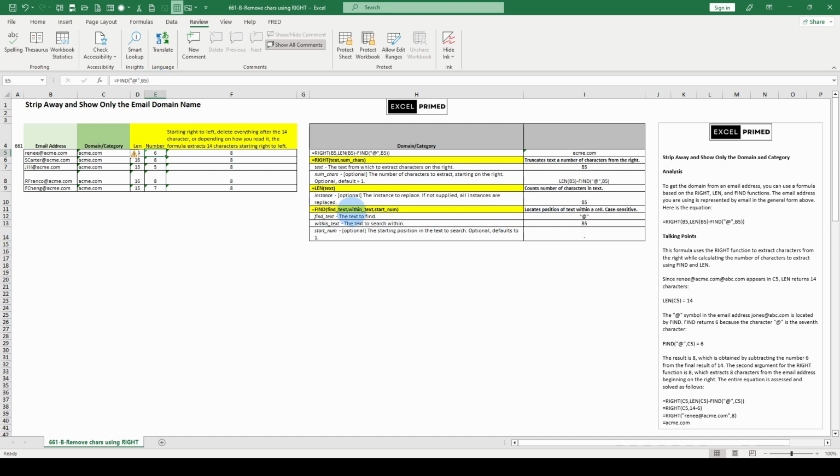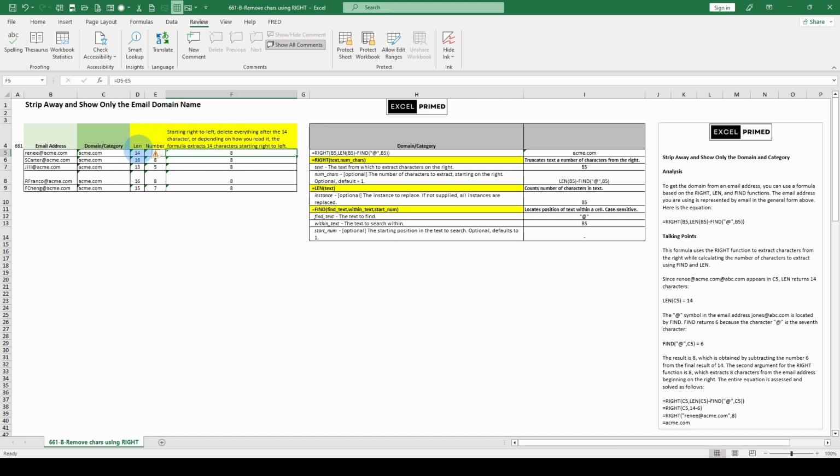What is FIND at B5? Here's the FIND function. It locates the position of text within a cell. Case sensitive. It's finding the @ sign. Where is it? Is it left to right or right to left? It's going 1, 2, 3, 4, 5, 6. If we were going right to left, it would be a larger number. What is that, 9? So left to right, it's 6. From there, we're looking at D5 minus E5.